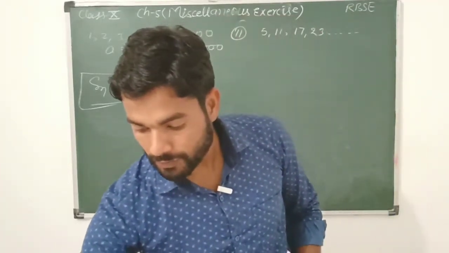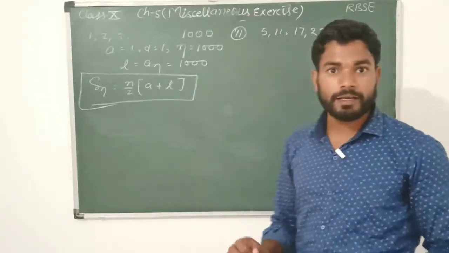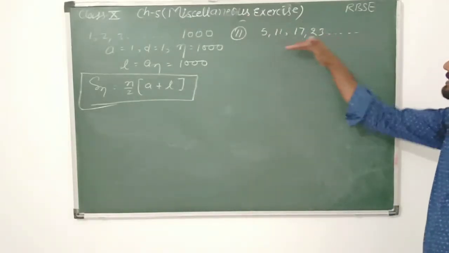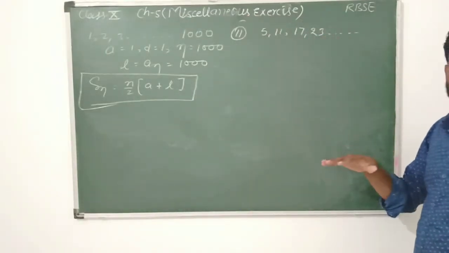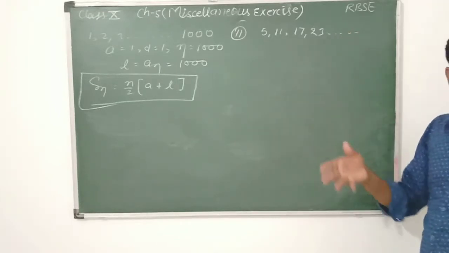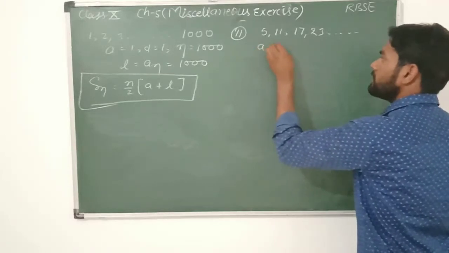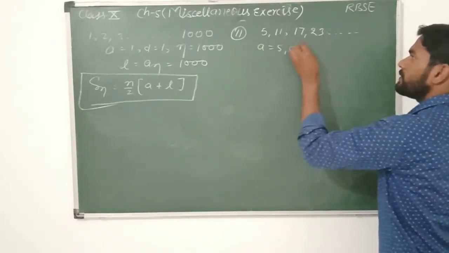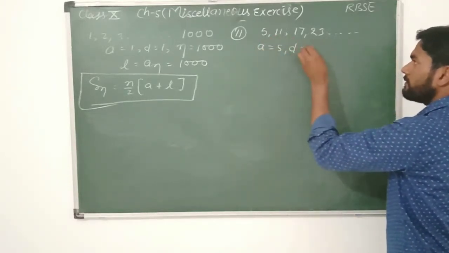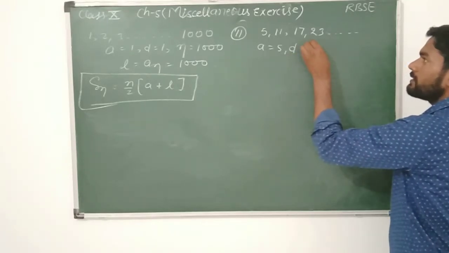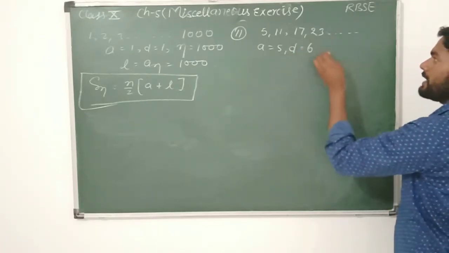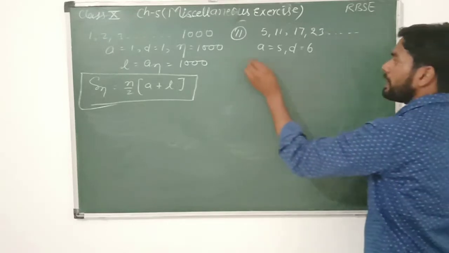Now what we have to calculate, we have to check here that 299 will exist in this series or not. Means 299 इसके अंदर आता है या फिर नहीं आता है. So let for this AP, A is equals to 5, D is equals to 11 minus 5, which is 6. N is not given.